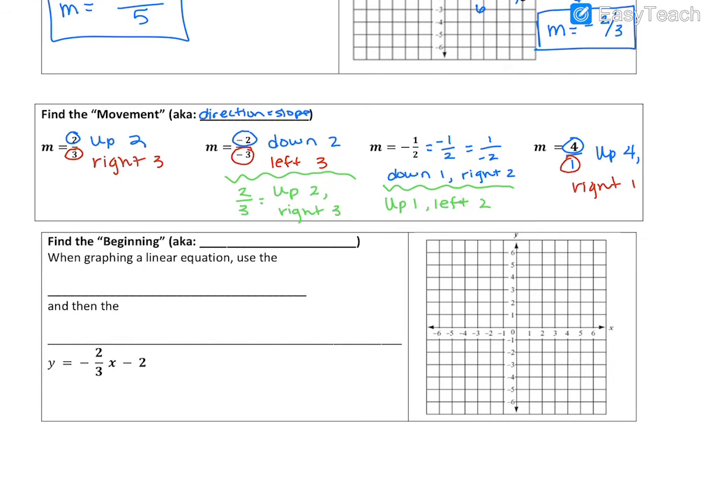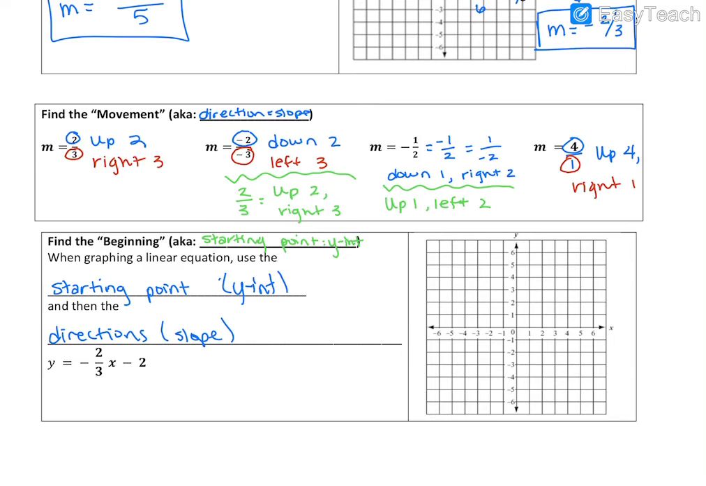So you have 2 big ideas here. You have to be able to identify the movement, and you have to identify the beginning when you're going to graph this. So the beginning is going to be the starting point, which is actually going to be your y-intercept. Okay, so when graphing a linear equation, you have to use the starting point and then the slope, the directions.